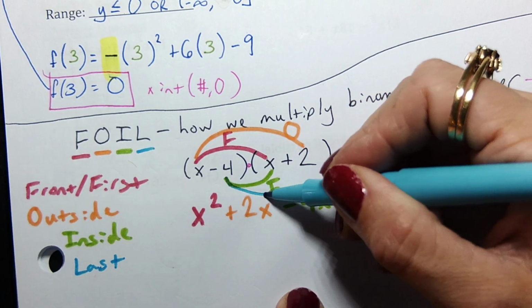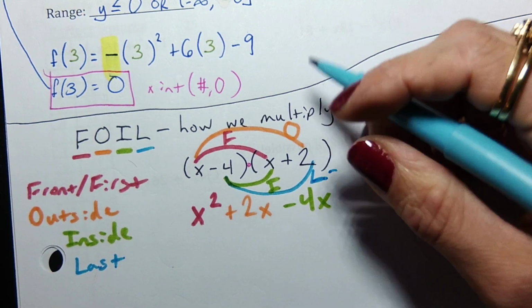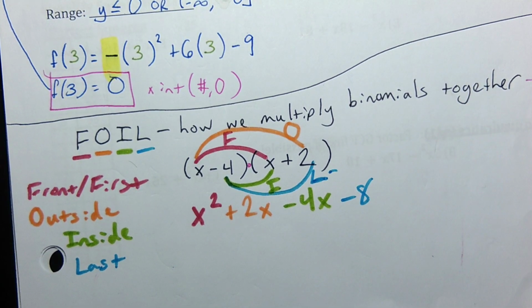And then the L part of foiling stands for last. Last term in this parenthesis times the last term in this parenthesis, which is the L part of foiling. And it gives us negative 8.